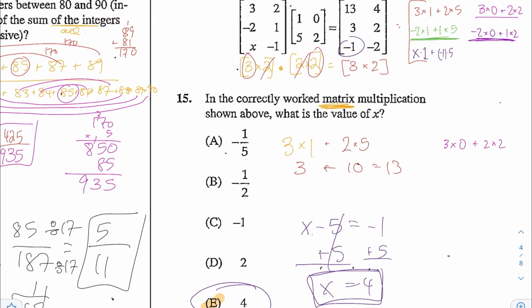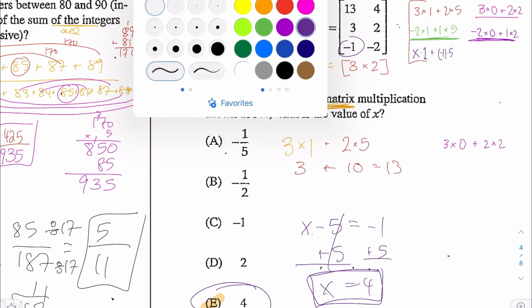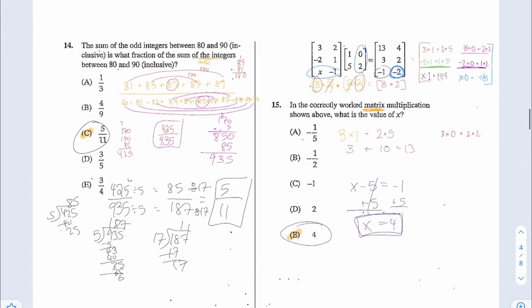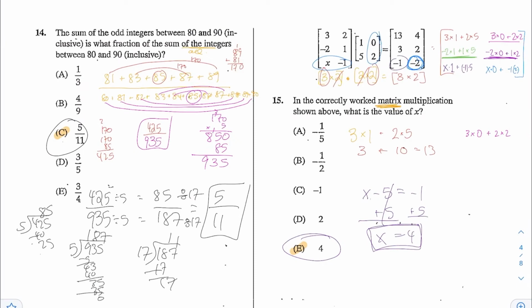All right, and then just to finish this matrix off, to get the last number, negative 2, you'll have, to check your work, x times 0, which will be gone, plus negative 1 times 2. And that's how you get negative 2. That's how you solve for matrices. But again, don't worry about that too much. We'll talk about it later in high school.